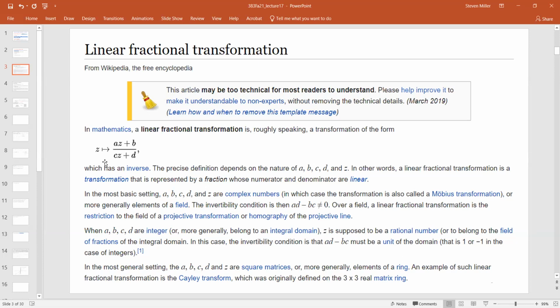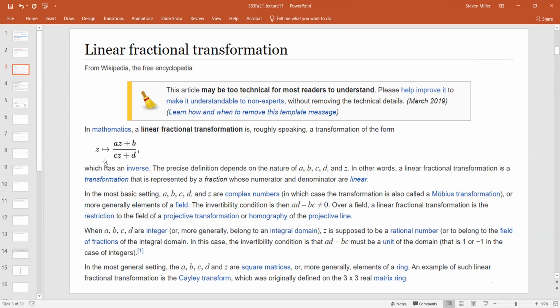Yes, minus d over c. At minus d over c it blows up, but as long as we stay away from minus d over c, this is a well-behaved map. Wikipedia talks about a lot of other places where you can generalize this. What are the possible values of a, b, c, d? Where do they live? We often have them live in the integers. Sometimes we have them live in the real numbers. Sometimes you can actually have them be matrices and look at matrix maps like this.